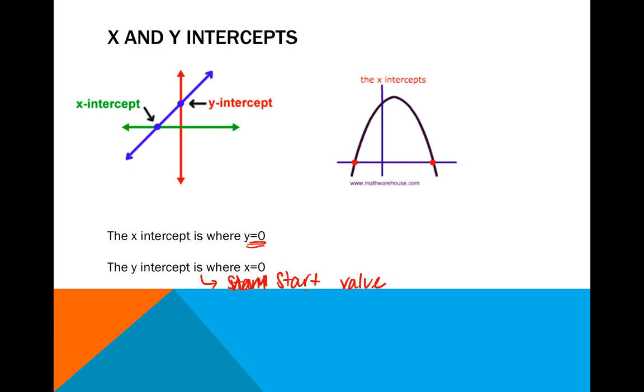So if you were throwing a ball, it would be the initial height of the ball. Or if you were talking about investing money, it would be the initial amount invested. Your x-intercepts, especially when we talk about a parabola over here, these are the solutions or the zeros of a quadratic function. But again, it's where it crosses the x-axis.